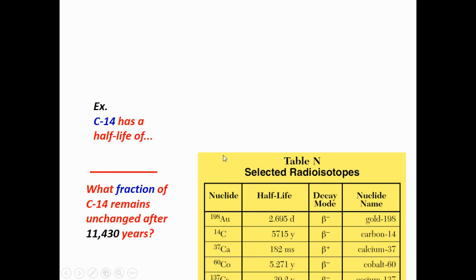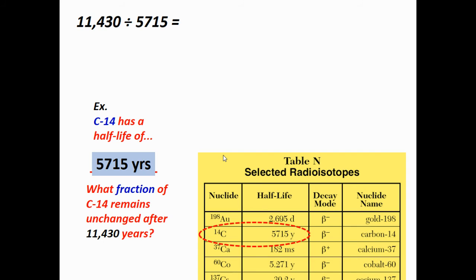Let's have a look at another example. Carbon-14. Carbon-14 has a half-life of what? Oh, right there in table N. It has a half-life of 5,715 years. 5,715 years is the half-life of carbon-14. So the question is, what fraction of C14 remains unchanged after 11,430 years?